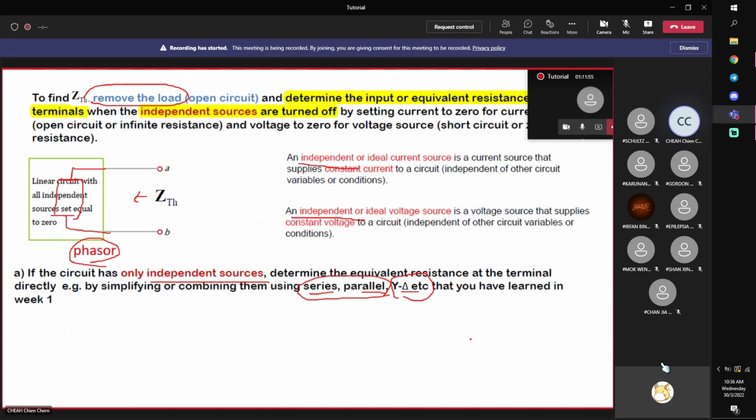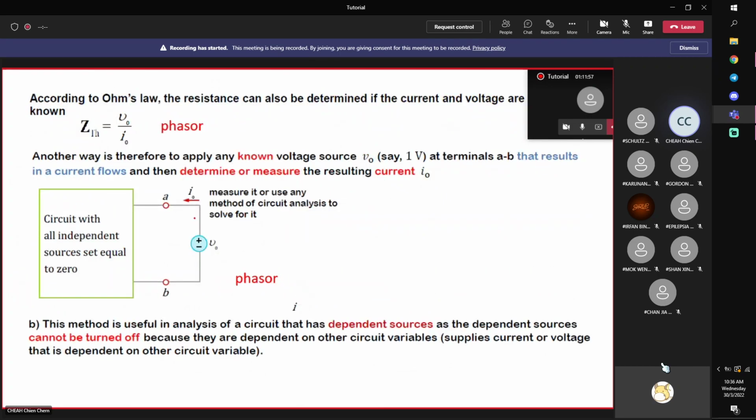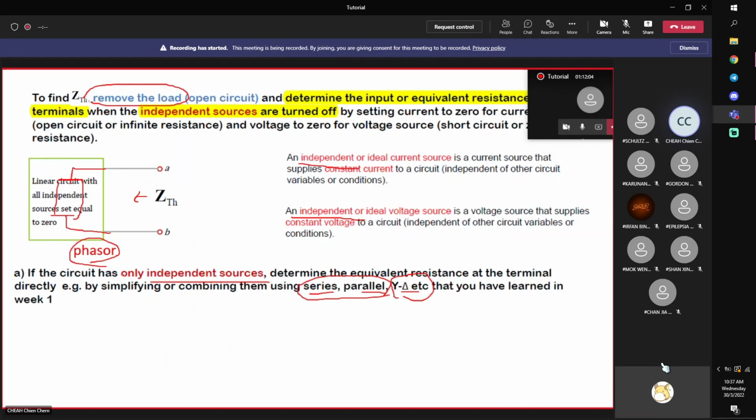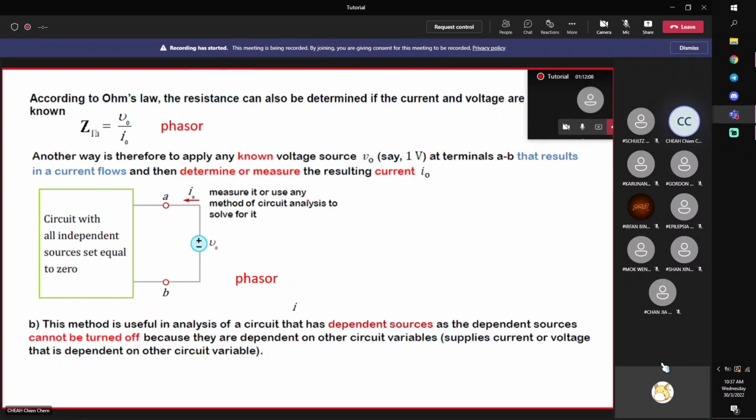Okay, but however, if they are dependent sources, then you cannot use series parallel. Why? Because they are dependent sources with impedance or resistance. Okay, and you cannot remove the dependent sources. You're changing the circuit if you do so, because these components contain impedance or resistance, right? So you can't do that.